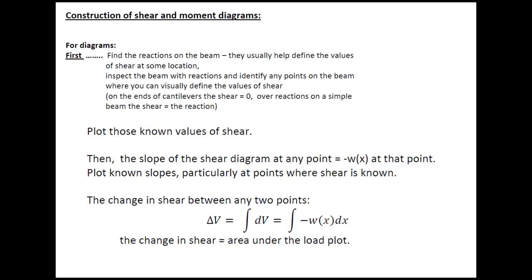So we plot those known values of shear. Then we know that the slope of the shear diagram at any point is the negative of the loading at that point. So we start by plotting known slopes. Particularly start at points where the shear is known. Finally, we know the change in shear between any 2 points is equal to the negative of the area under the load diagram. So we can calculate the shear at other points in the beam by just taking the area under the load diagram.